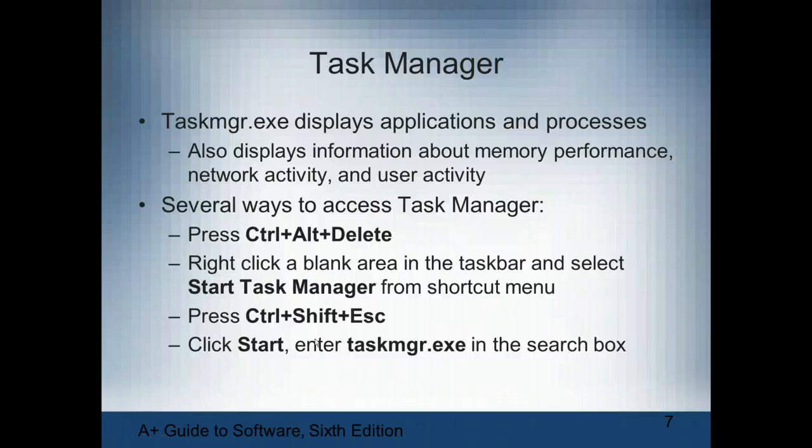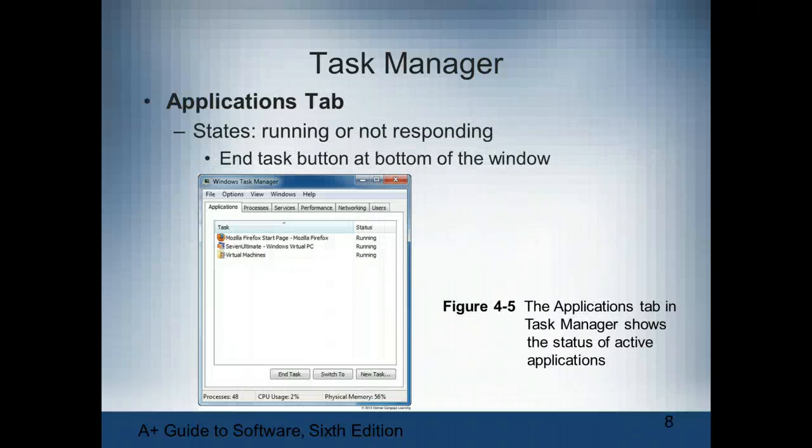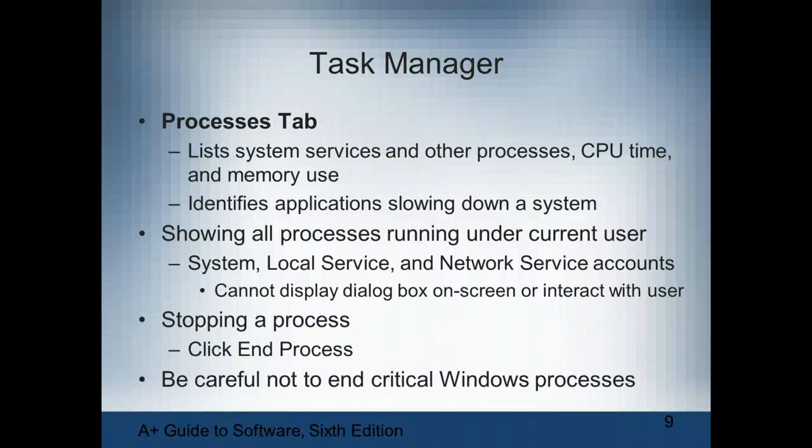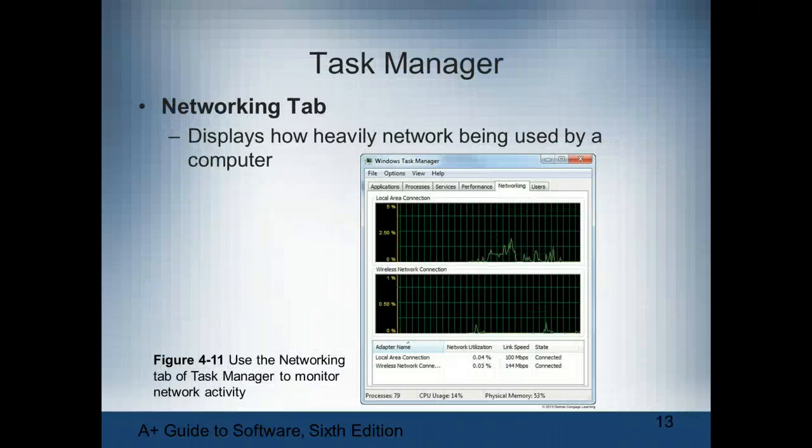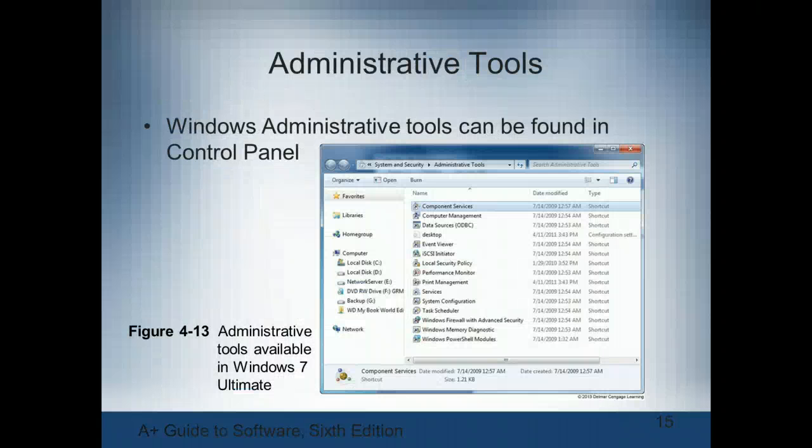So multiples. This one's got 4 different ways to get into it. About everything in Windows is going to have at least 2 different ways to do anything. So the Task Manager, the Process tabs, we looked at all of those things already. The Networking tab, Administrative Tools. The administrative tools are in the Control Panel.